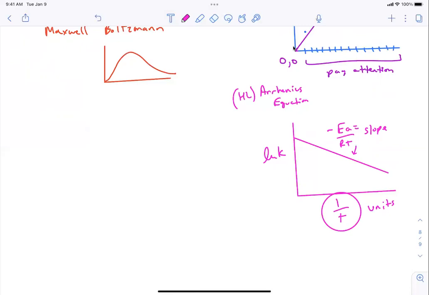Is there anything else? I think that's it. I think that's where we're going to stop for today in the analytical chemistry for topic 11 and 21.